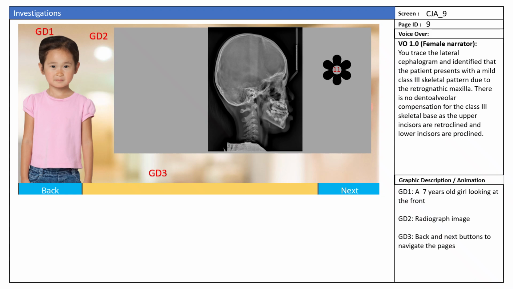Investigations are then presented using a lateral cephalogram. The narration guides students to interpret the skeletal relationship and identify that the patient has a mild skeletal class 3 pattern due to a retrognathic maxilla. This highlights the final two of Mayer's multimedia principles, redundancy and modality, where images with narration are more effective than combining images, narration, and on-screen text.